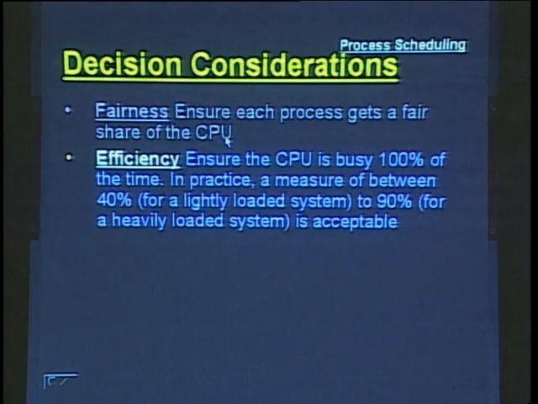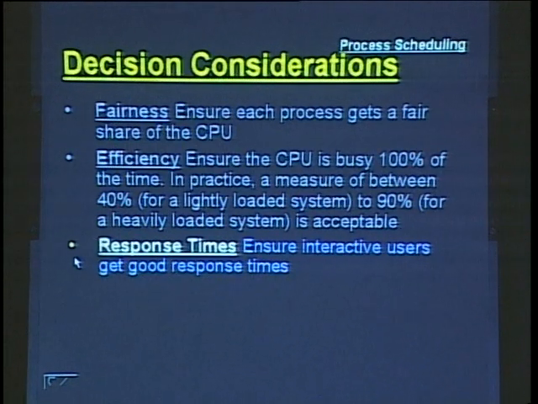The next consideration in evaluating a scheduling algorithm is its efficiency. Efficiency means that it ensures the CPU is busy 100% of the time. Obviously, the CPU is a very costly machine, and the algorithm must ensure that the CPU is busy 100% of the time. In practice, measures between 40% for a lightly loaded system to 90% for a heavily loaded system are acceptable.